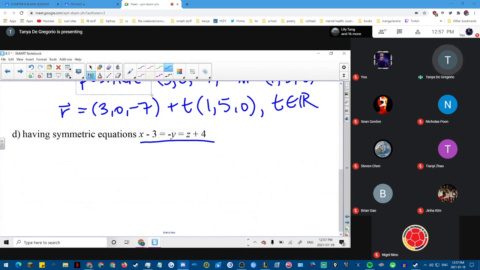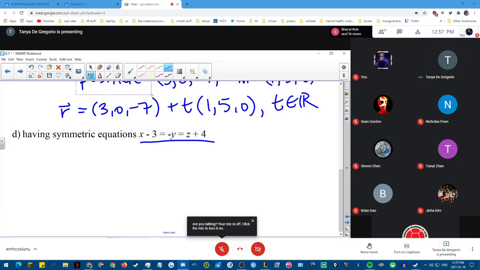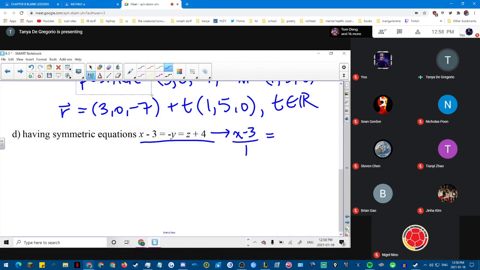I want to write symmetric equations. So these kind of already look like symmetric equations. Sorry, excuse me. I want to write a vector equation given this symmetric equation. So from here, how can I rewrite this to maybe help us identify what's going on here? Anyone? Okay, well, we're used to seeing them like this. This is going to help us see the direction vector better. So now when I look at this, what's the direction vector?